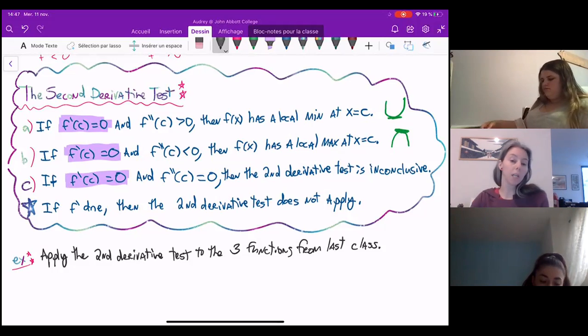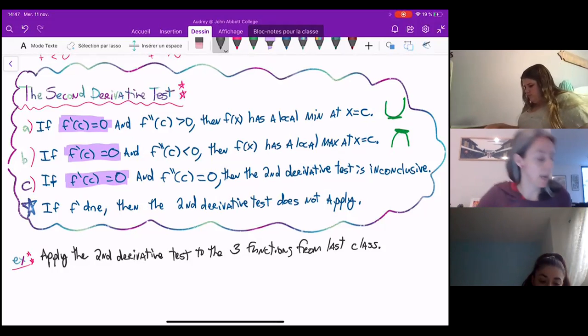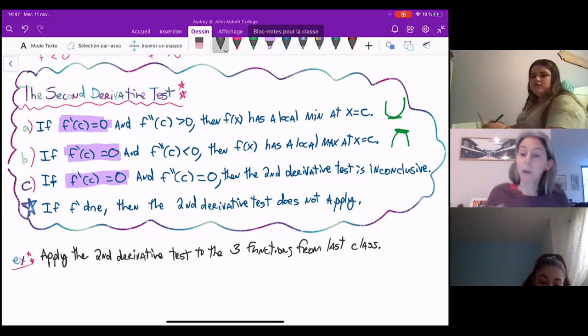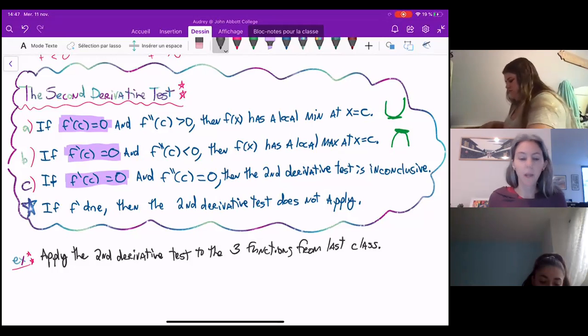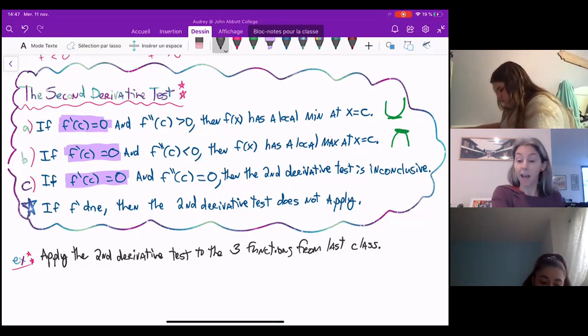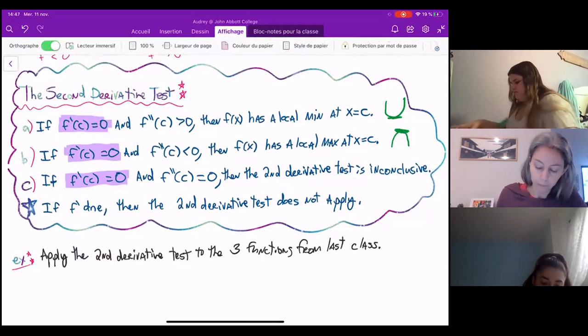Okay, so we're going to use the three functions that we looked at yesterday because they're already in your notes and because we've already found the first and second derivatives for them. That way we can really focus on the test as opposed to the simplification of the second derivative. And then we'll do a few more problems.